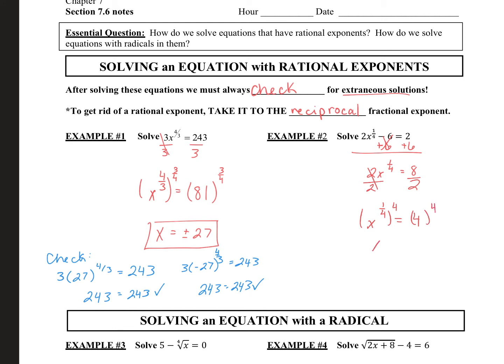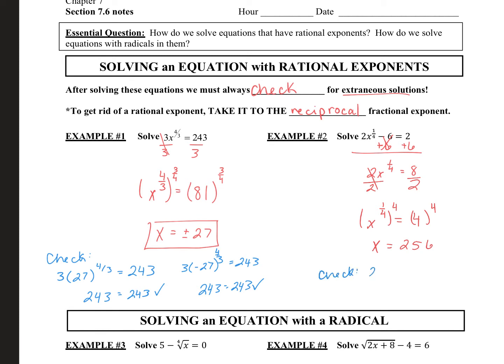So x equals 256. All right, that's a possible solution. We have to make sure it works, so I'm going to substitute 256 back into my original equation. So, check.